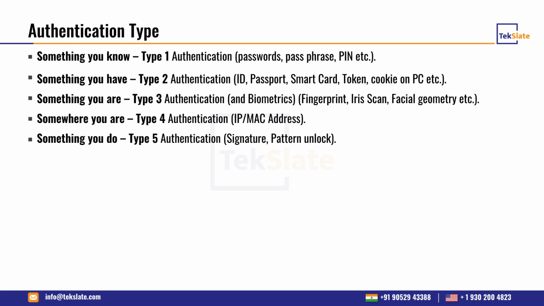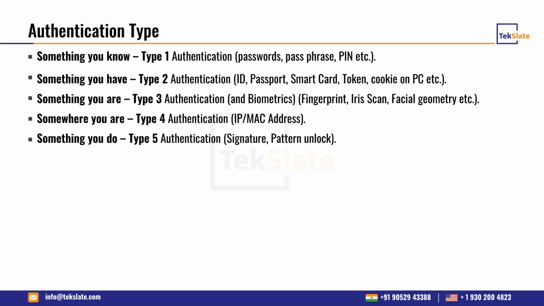Something you know is type 1 authentication, which contains passwords, passphrases, or PINs. A password is any password you like, strong or weak. A passphrase is something you might know, where you make a sentence, like my village name or my town name is this, and make it a password. That is a passphrase, right? And a PIN might be digits, 4 digit, 6 digit, right?